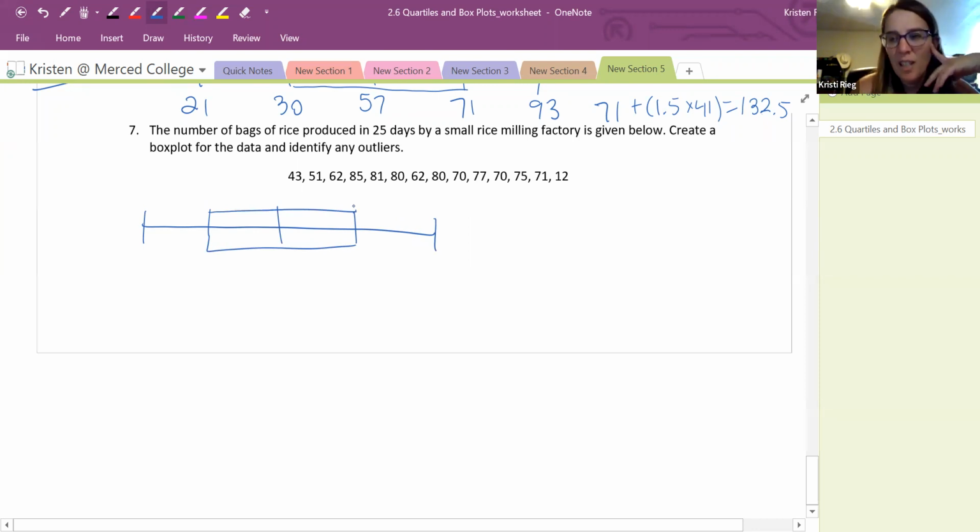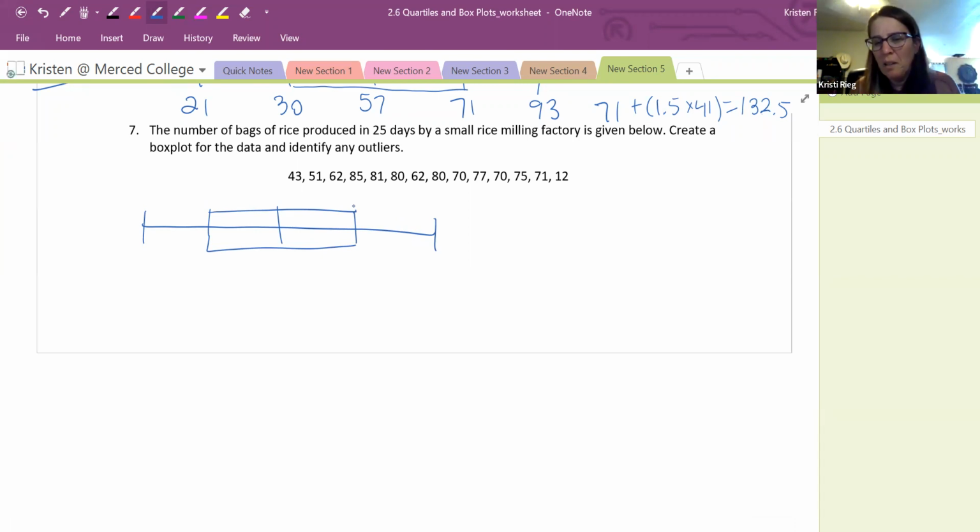Now, just looking at this, I do see a number that seems a little bit off. So I have a feeling of at least one outlier. It doesn't mean it's an outlier, and it doesn't mean it's the only outlier. It just means I see a 12 on there that seems really small. So let's see what happens. Let's type all these numbers in.